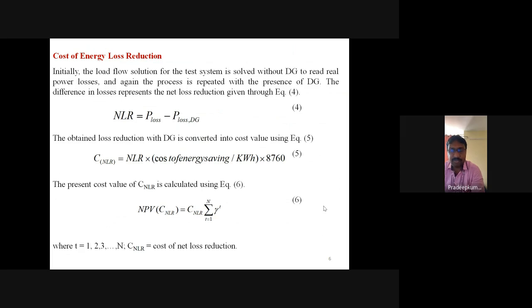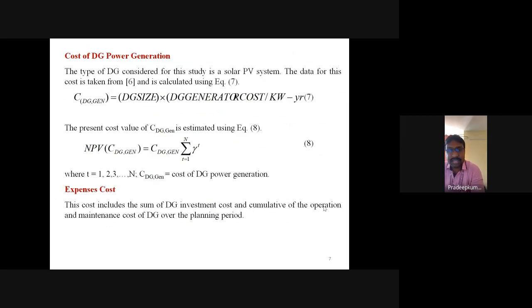Now, the present cost value of CNLR is calculated as NPV of C of NLR is equal to CNLR sigma of T is equal to 1 to N gamma of T, where T is equal to 1, 2, and so on up to N, where CNLR is the cost of net loss reduction. Now, the next parameter is cost of DG power generation. The type of DG power considered for this study is a solar PV system. The data for this cost is taken from reference 6 and is calculated using equation 7. Cost of DG generation is equal to DG size multiplied by DG generator cost per kilowatt per year.